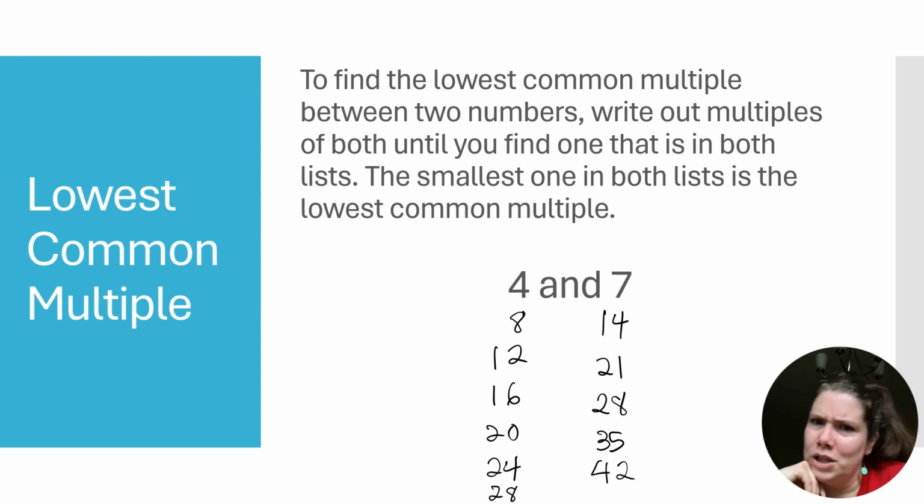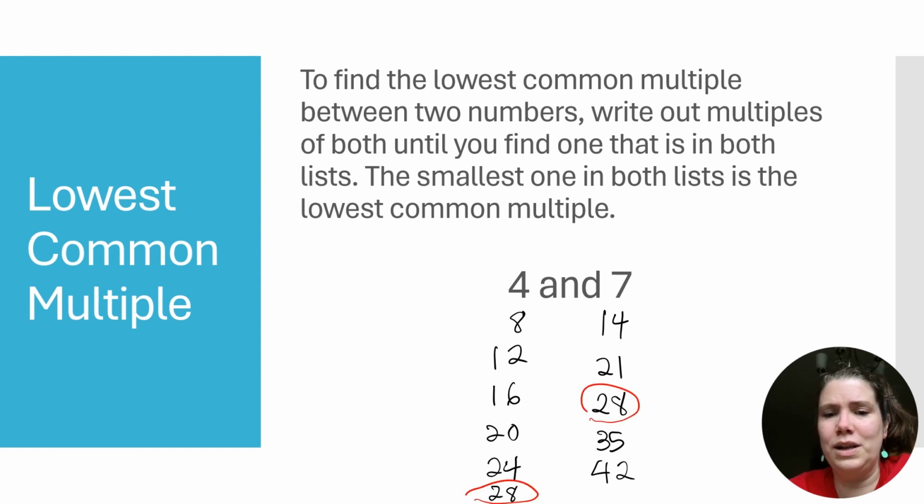And now we're going to stop and look at those lists and hope we have a number in common. If we have one, we're done. We have our lowest common multiple. And if we don't, then we've got to keep going. Luckily, this time, we've got it. It's 28. 28 is my lowest common multiple of 4 and 7. Let's try another example.